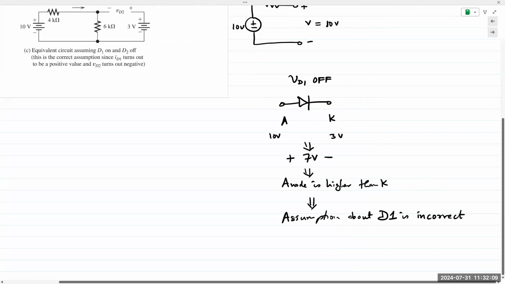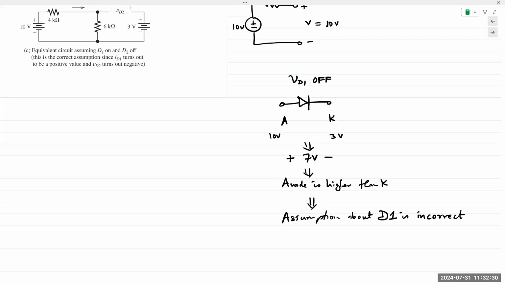So my assumption about D2 is correct, but the assumption about D1 is incorrect. Okay. But that does not mean that I just changed the assumption for D1. It means this entire assumption is incorrect. My initial assumption was that D1 is off and D2 is on. The results of my analysis stated that D1 is also on and D2 is also on. So that means my entire assumption is incorrect, not just one of those 2 points. Okay, that's what I'm trying to say.